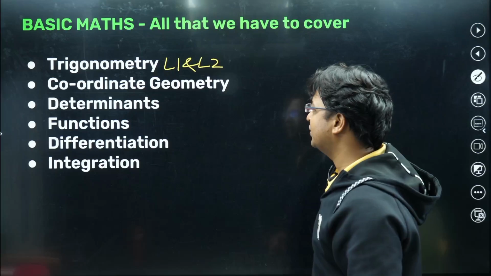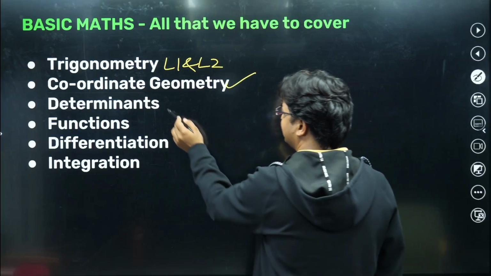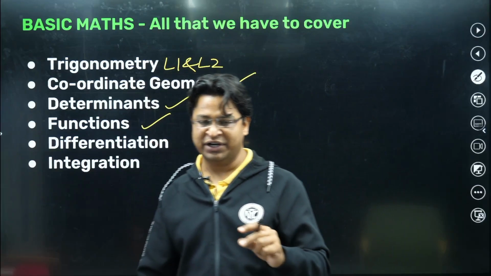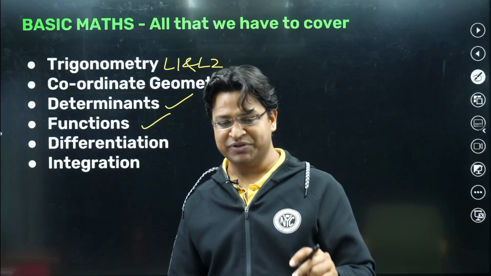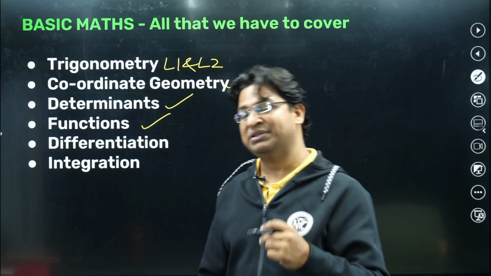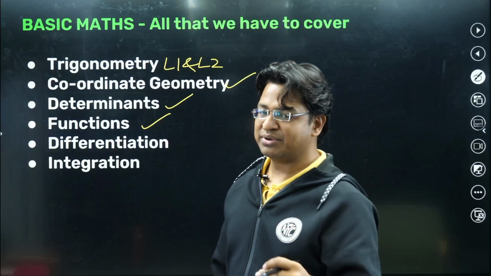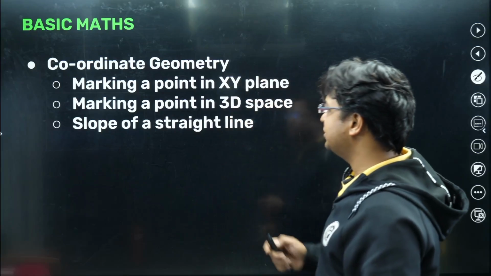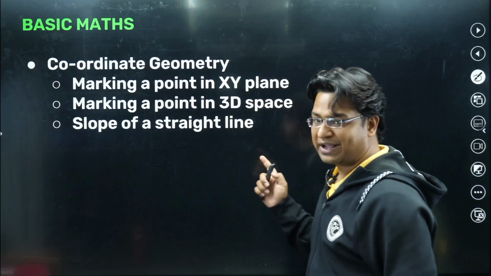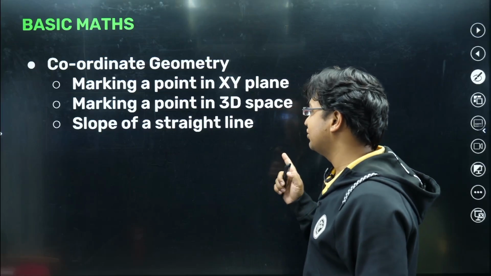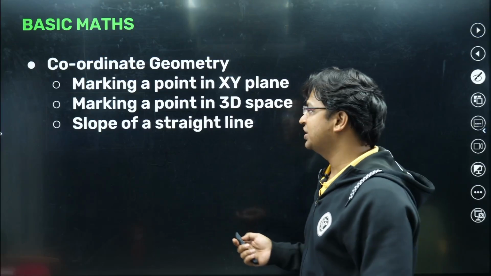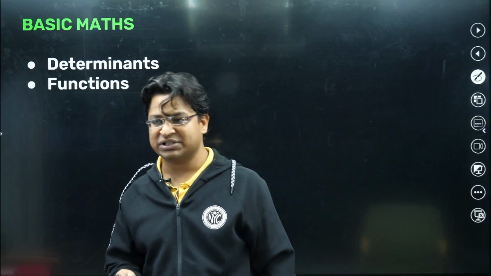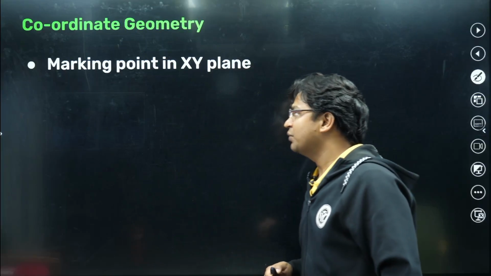Today we are going to talk about coordinate geometry, determinants and functions. Again, these are all independent chapters of grade 11th and grade 12 mathematics, so obviously we are not going to cover them in that detail, but we need some exposure, and that exposure is what I'm going to give you. In coordinate geometry, we are going to learn about marking a point in the xy plane, about marking a point in 3D space, and about the slope of a straight line. And then in determinants and functions, there are a few things that I want to tell you. So let's start with coordinate geometry.